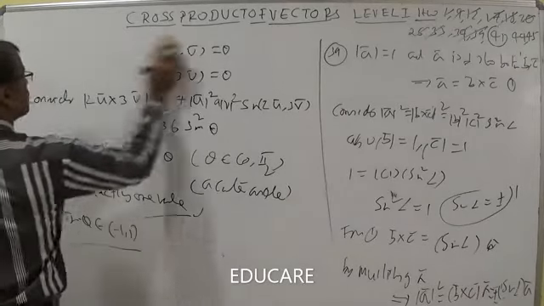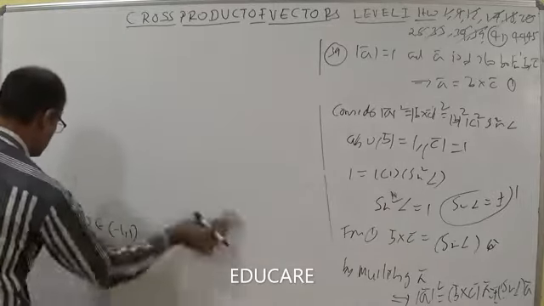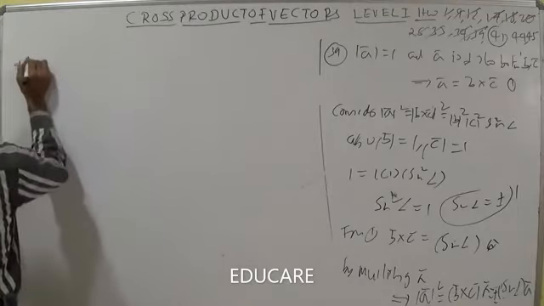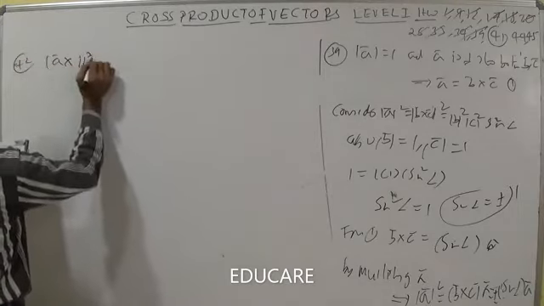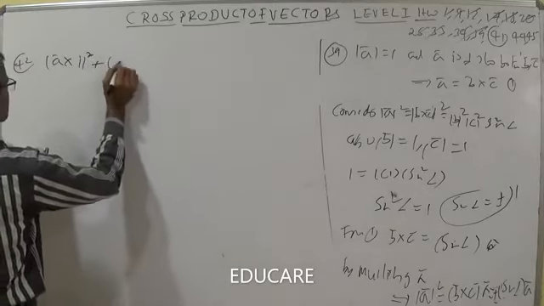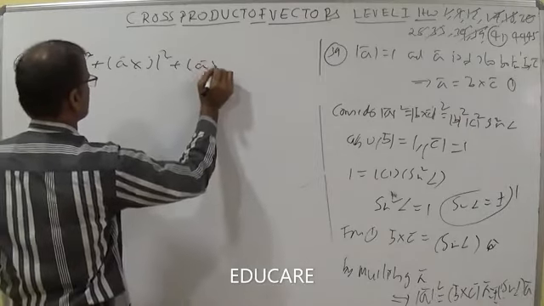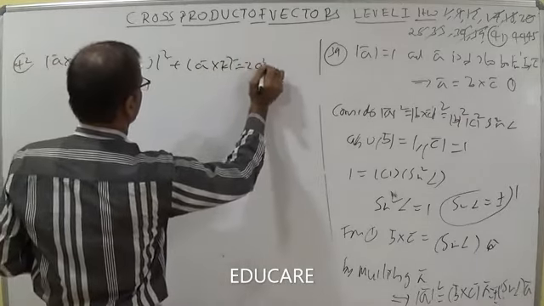The 41st question, we discussed plenty of times. In IP also you learnt. In AIEEE 2002 he gave the value. For the 42nd question, I am writing the formula: modulus of A cross I whole square plus modulus of A cross J whole square plus modulus of A cross K whole square is equal to 2 mod A square.